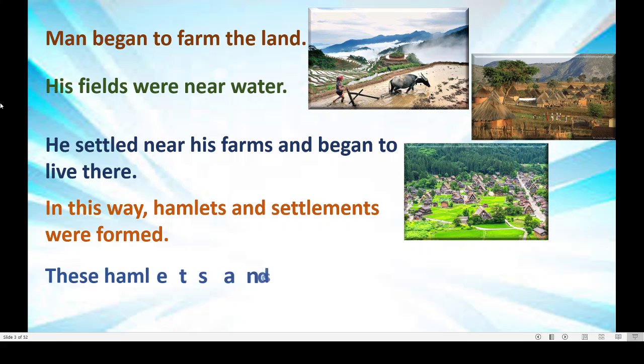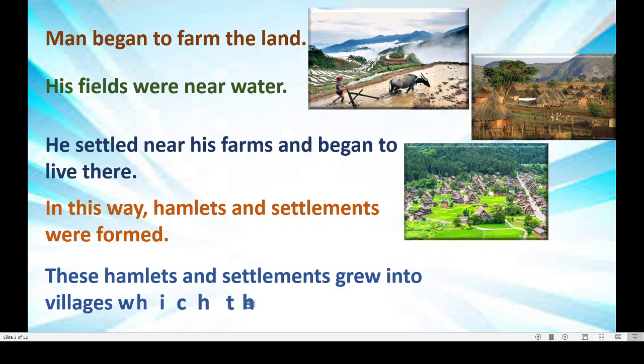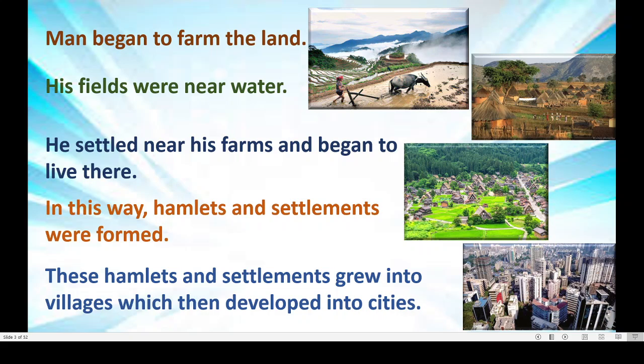After that, these hamlets and settlements grew into villages, which then developed into cities. First is this one, farming. Then slowly they made the huts nearby the farm. Then slowly it converted into settlements. A group of people lived together, means nearby. Okay, so that villages formed, and after that slowly it developed and cities were formed. Got this, children? Like this our development happened slowly.